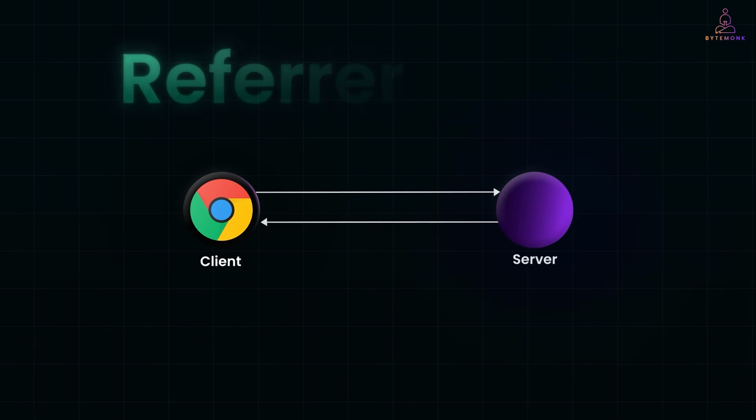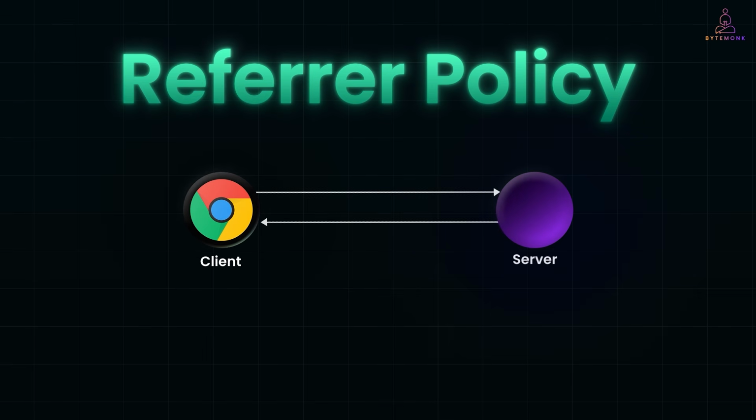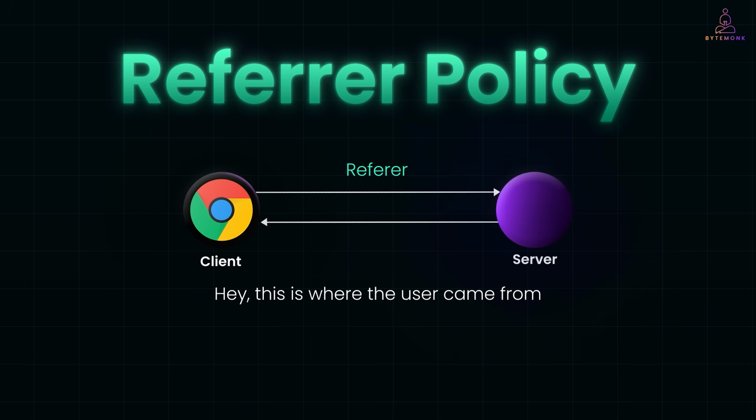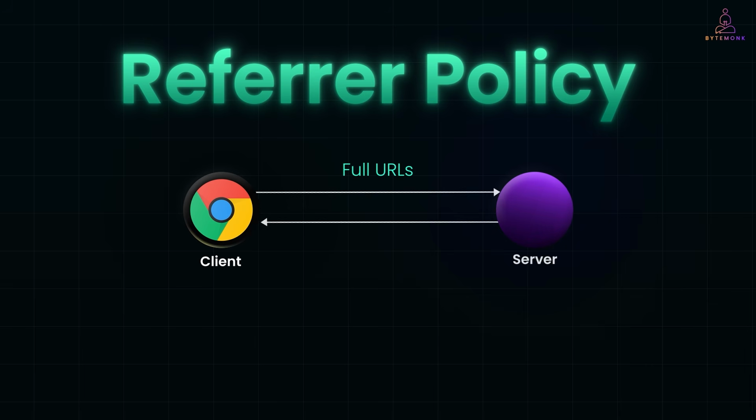Now, when a user clicks a link from your site to another, the browser sends a referrer header, basically saying, hey, this is where the user came from. But here's the catch. That header might include full URLs, including query parameters, tokens, or even user IDs. And that's risky. You might be leaking sensitive info to third-party websites without even realizing it.